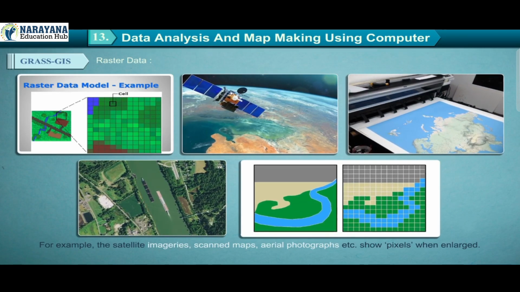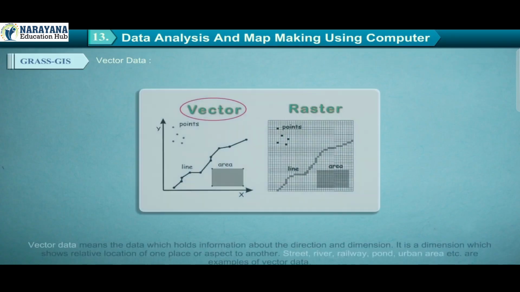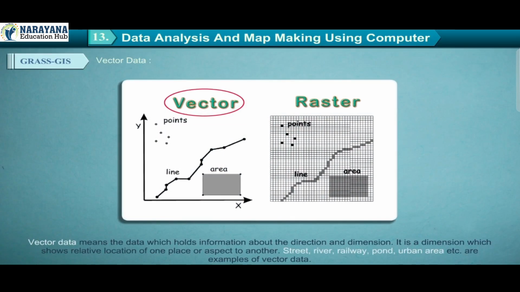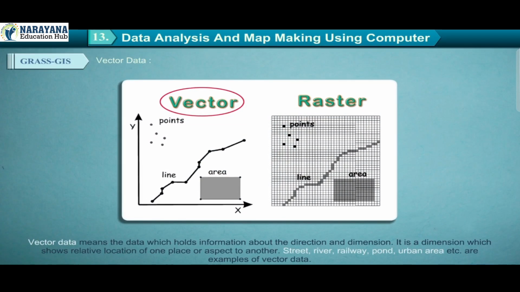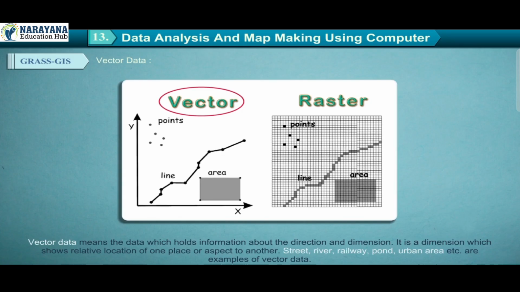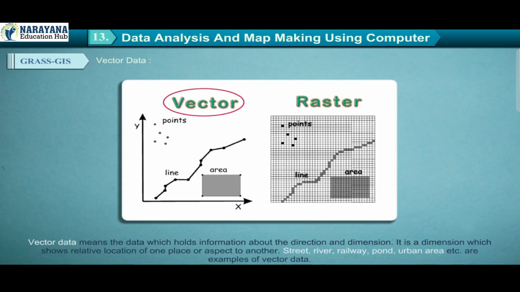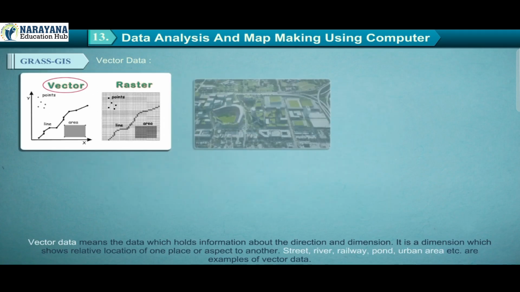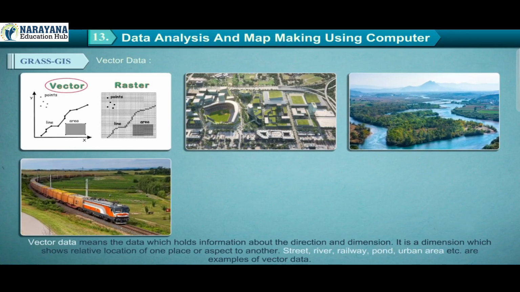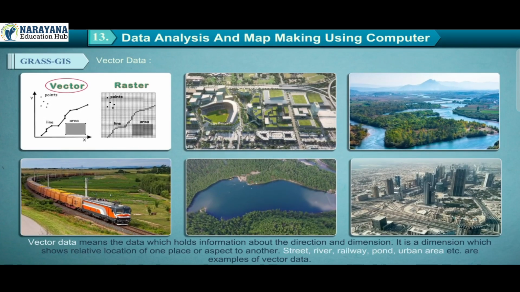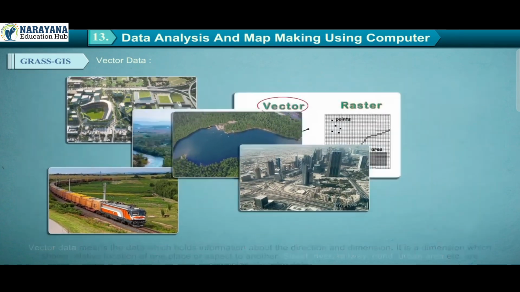Shown pixels when enlarged. Vector data. Vector data means the data which holds information about the direction and dimension. It is the dimension which shows the relative location of one place with respect to another. Street, river, railway, pond, urban area, etc. are examples of vector data.